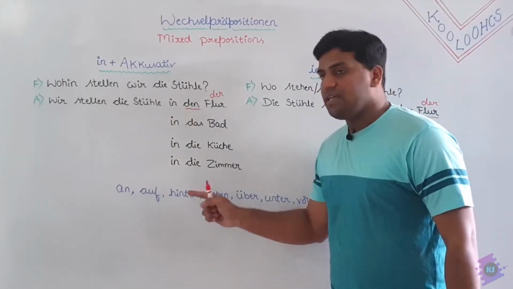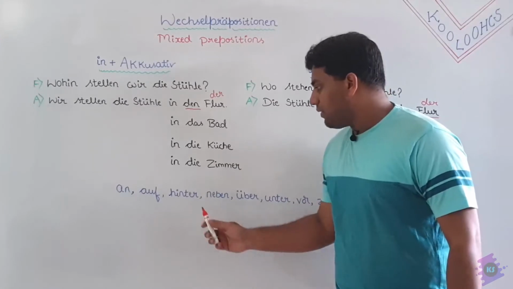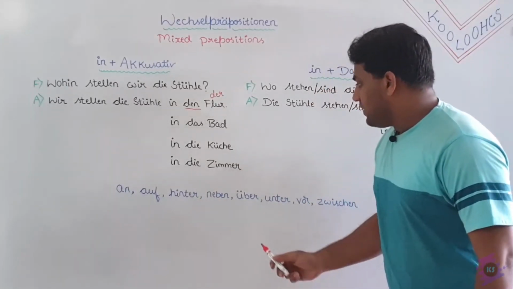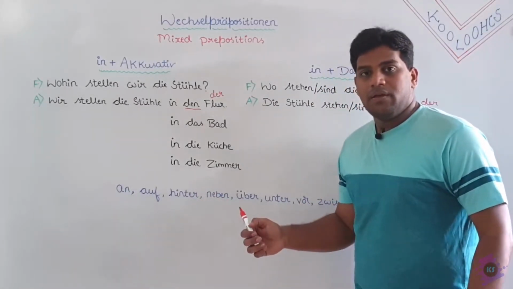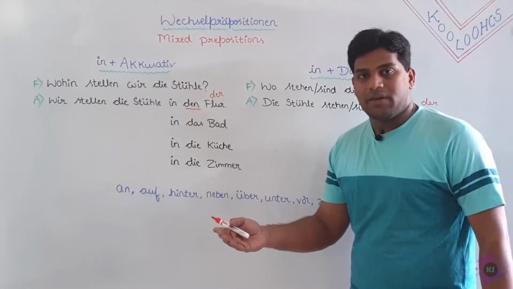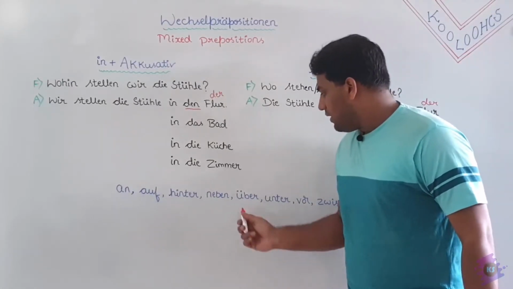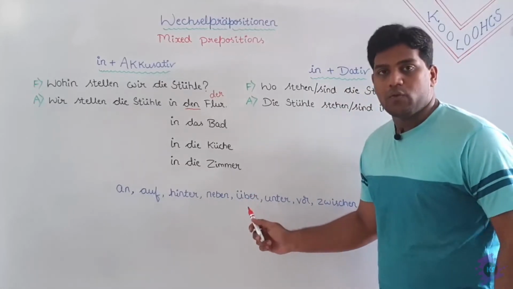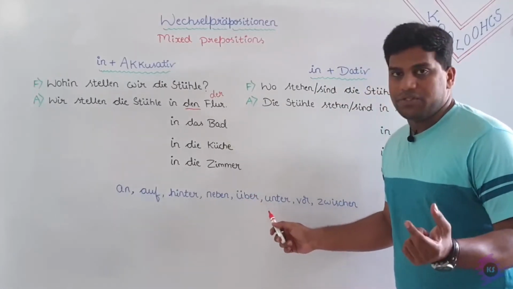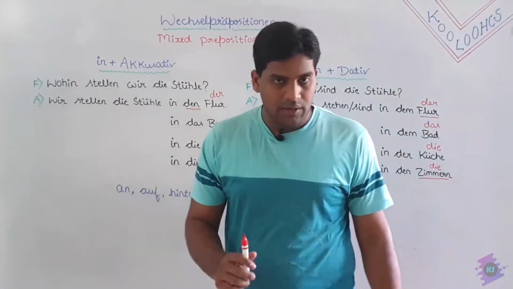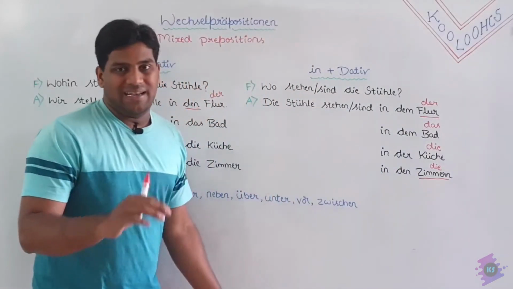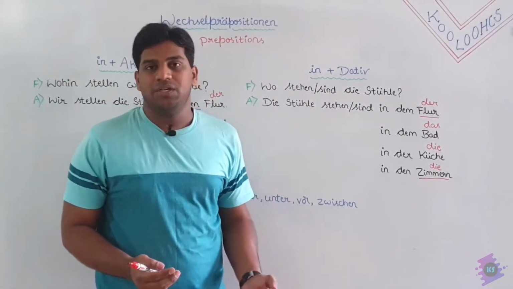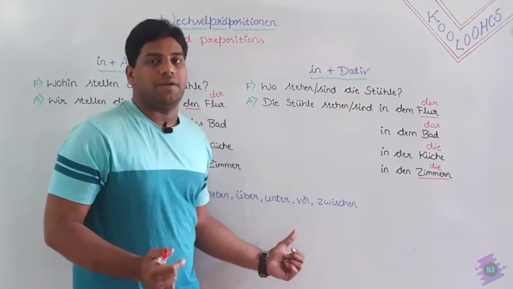And next is hinter. Hinter means behind, okay, this is also a mixed preposition. And next is neben. Neben is beside, or nearby. And next is über. Über means over. This is also a mixed preposition, over. And next is unter. Unter means under. If suppose an object is under the table, you should use unter.